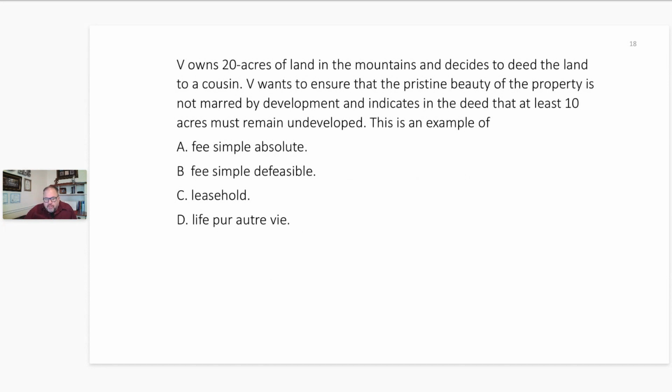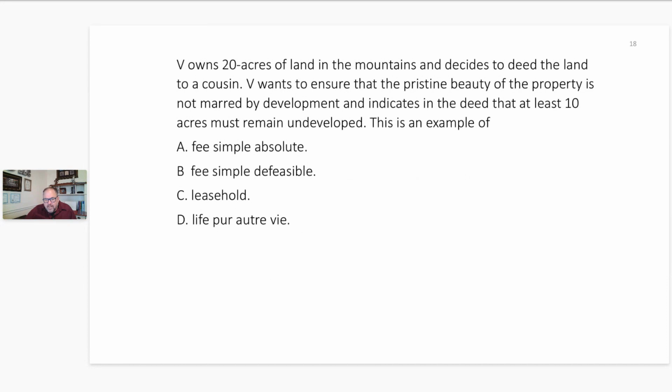So you want to walk through this. V owns 20 acres, deeded it to his cousin, so either sold it or donated it. But V wanted to ensure some beautification of the property. So in the deed, V put down instructions that at least 10 acres cannot be developed. What would that be an example of?